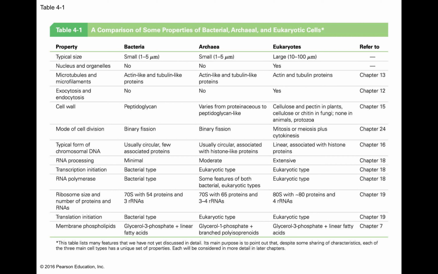So that's a long, boring table, but the take-home message is that there's several pieces of evidence that indicate that even though archaeans look to us like bacteria when we're looking at them under a microscope, they're much closer to a eukaryote cell than they are a bacterial cell. And they are really different from bacteria, other than in size.